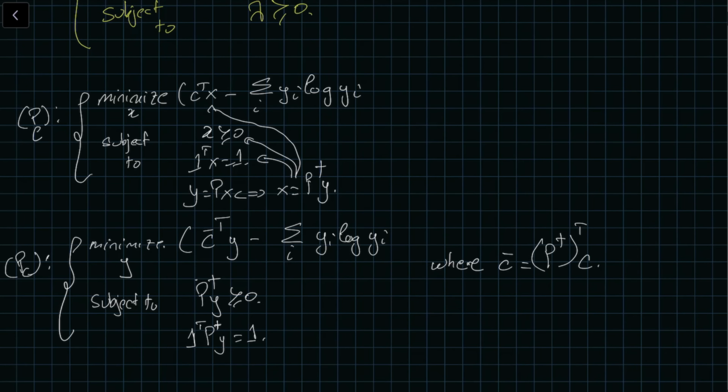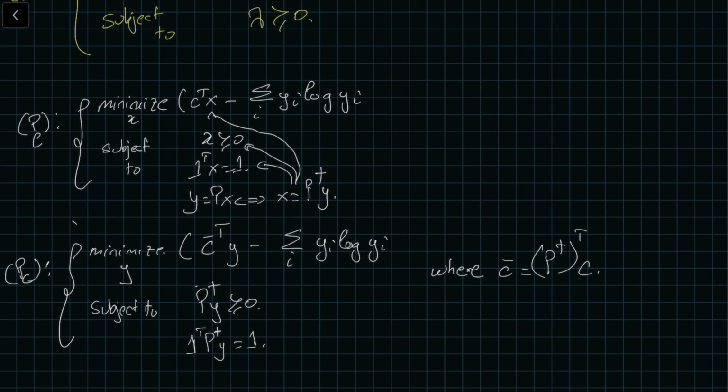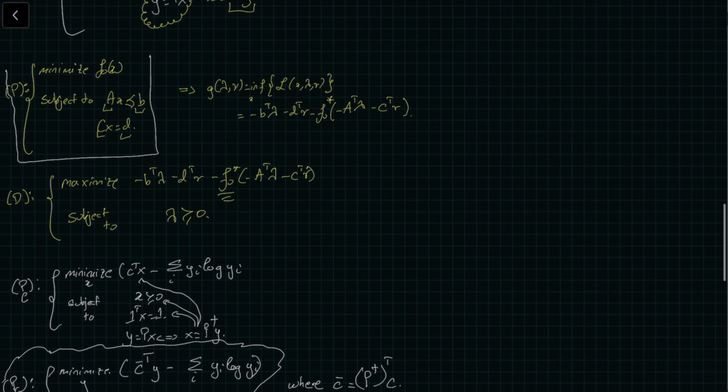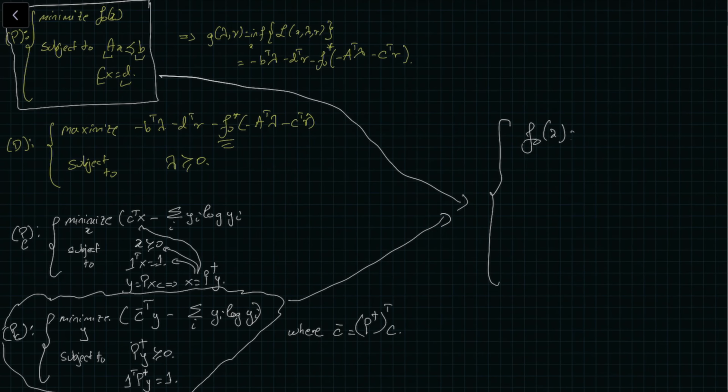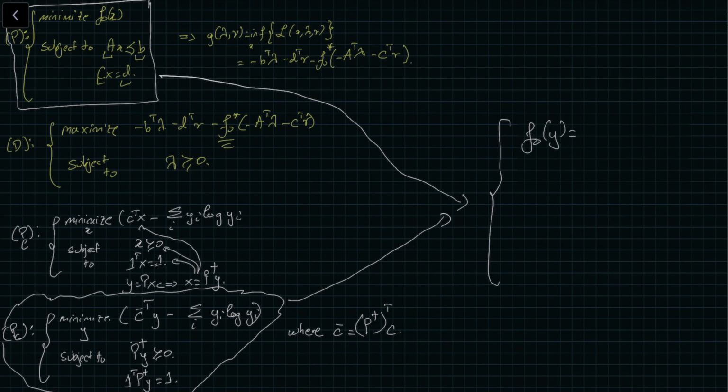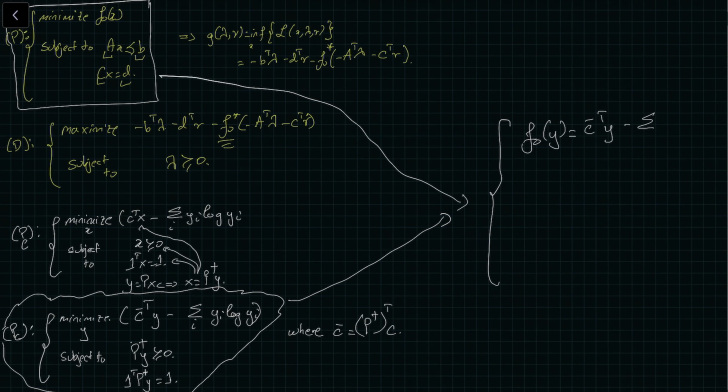And I can actually call this C bar transpose, where C bar is P pseudo inverse all transpose times C. Looking at this and this, I could identify my A, B, C, D, and F0. If I match both optimization problems, my F0 of x, or in this case y, is C bar transpose y minus sum of yi log yi. My A is minus P pseudo inverse. My B is 0. My C is 1 transpose P pseudo inverse. This is C and this is D. D is 1, not the vector 1, but the scalar 1.